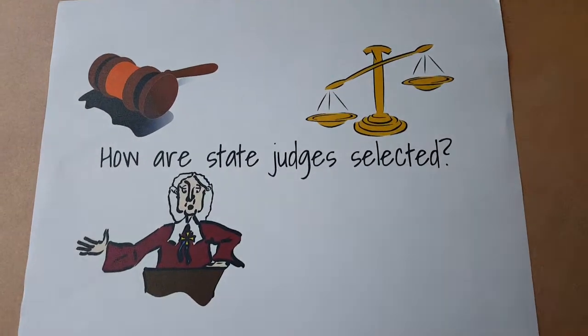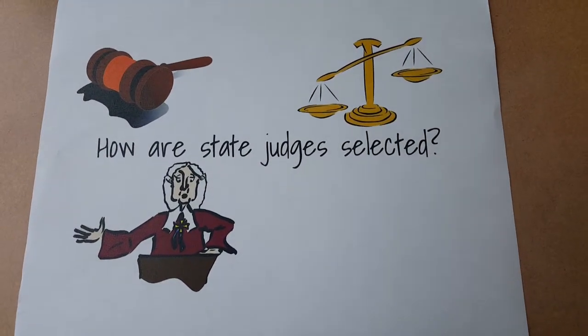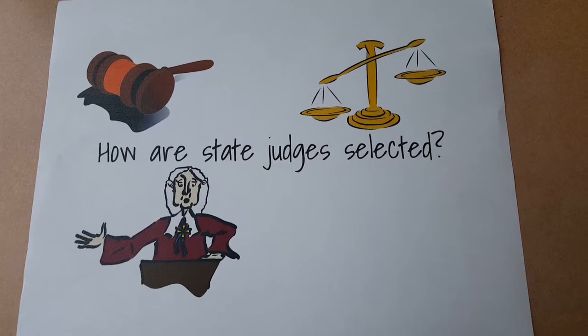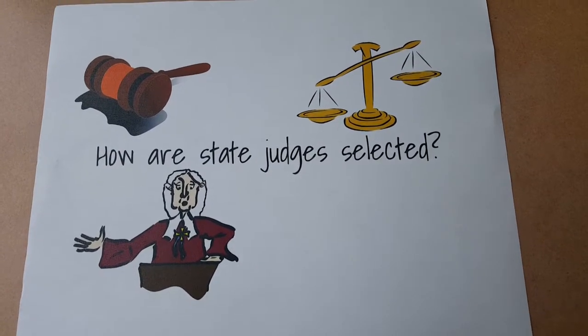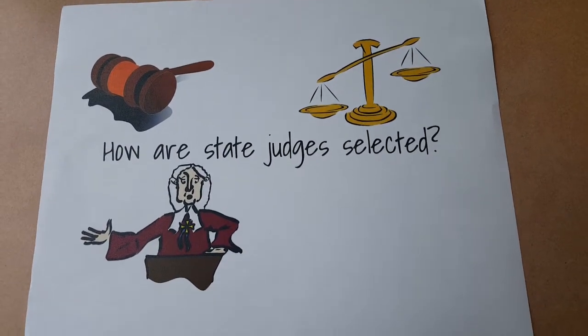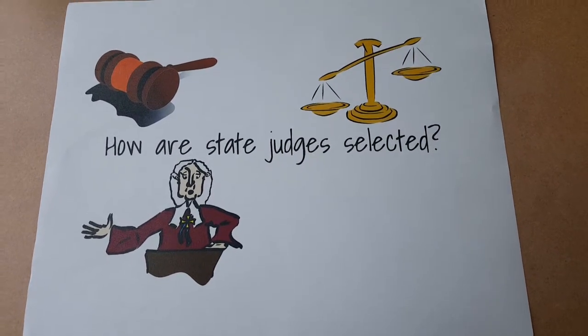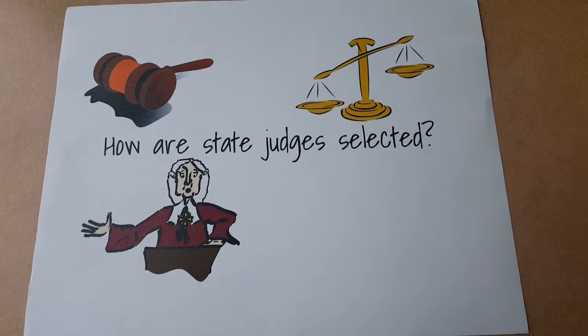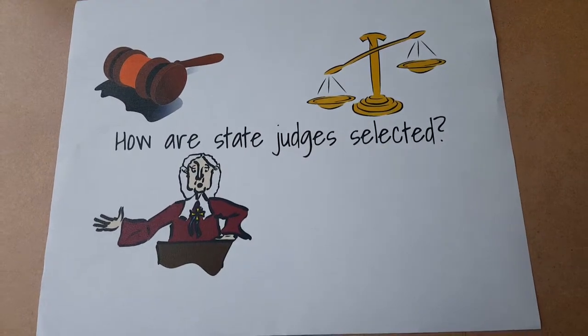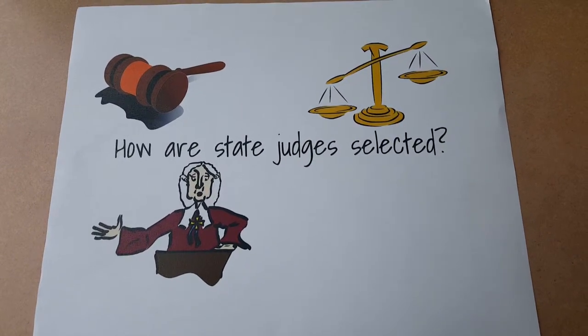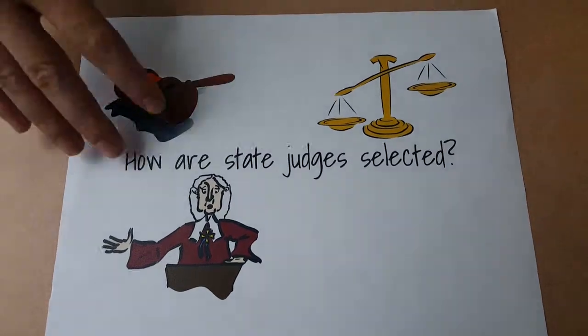How are state judges selected? Judges are chosen by a legislative committee based on each potential judge's past performance. Some states hold elections to determine if the judge should continue to serve. State court systems include lower courts, general trial courts, and state supreme courts.